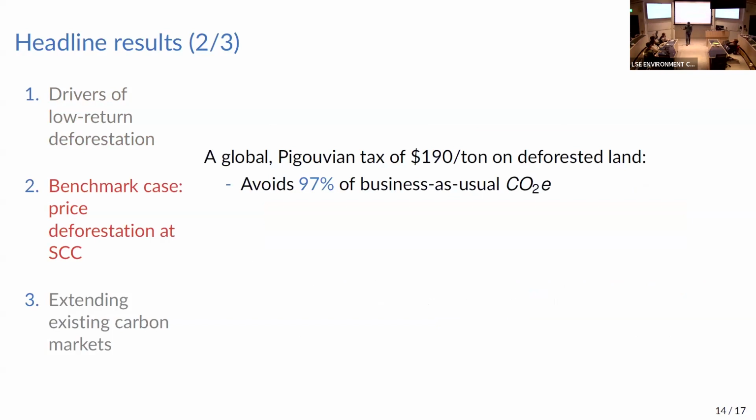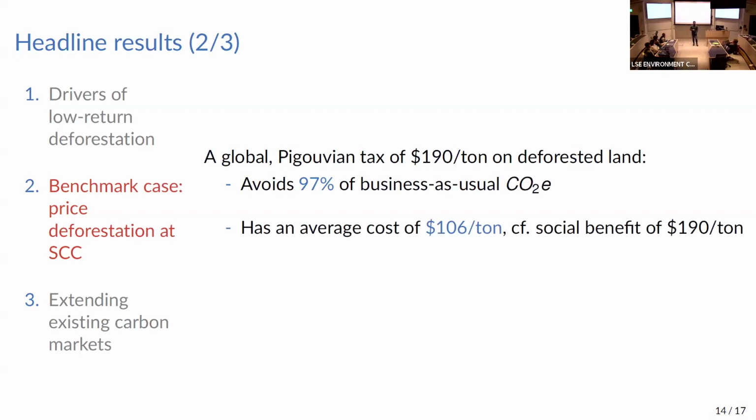My baseline counterfactual is a global Pigouvian tax, where the social planner is able to perfectly price the deforestation externality. I find that under this counterfactual, I'm able to avoid 97% of deforestation emissions relative to the world in business as usual since 1980. Even more striking, however, is the cost of doing this. The cost on average is around $106 per ton. Compare this with an average social benefit, technically the marginal, but the average is not so far off, of around $190 per ton, which is what I'm taking as my social cost of carbon.